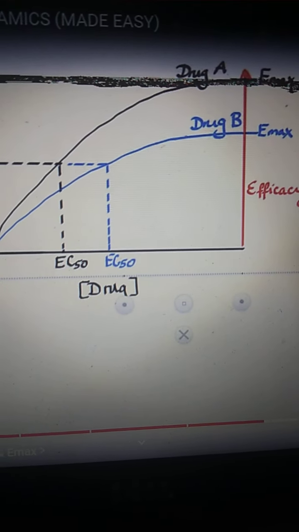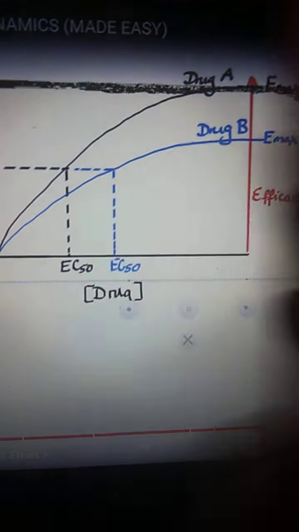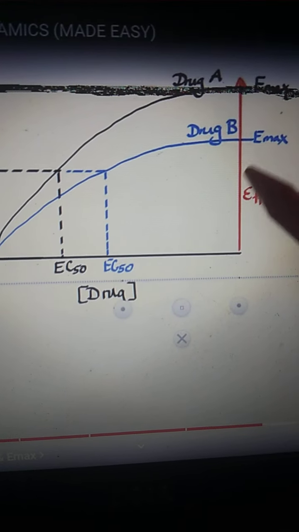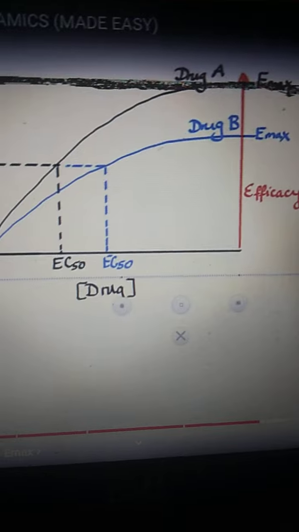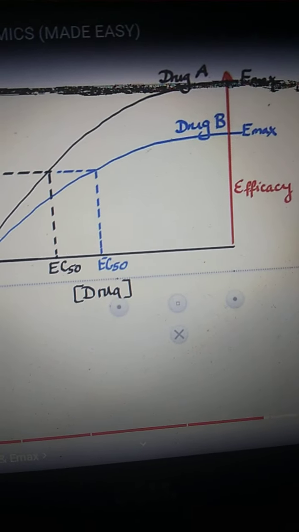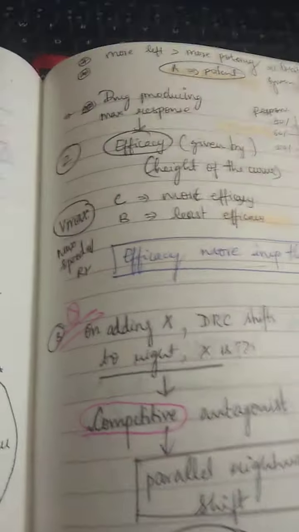So whenever you want to say a drug is more potent, the graph should be more towards the left. And if you want to say a drug is more efficacious, it should be more upward, or high above the other drug. So this is what is called the dose response curve. Alright, in the next video we'll talk about the agonist and antagonist.